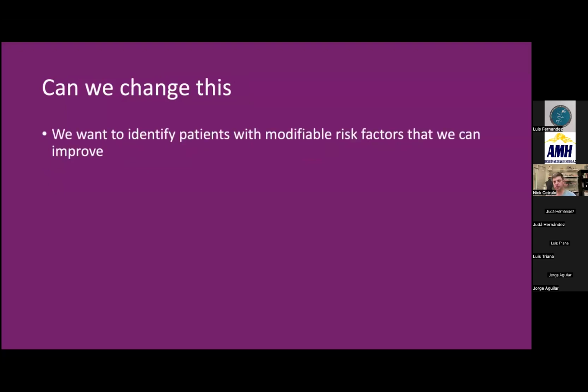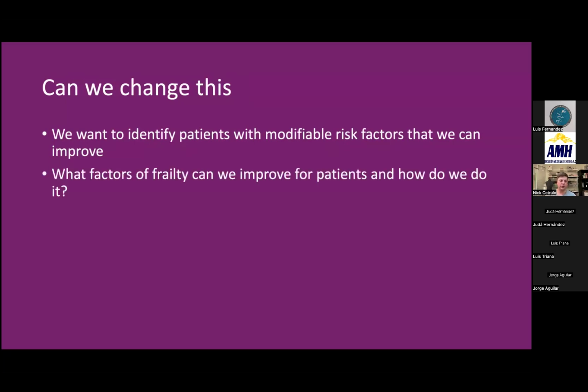And so what we want to do is, can we take a frail person to a less frail state? We want to identify those patients with modifiable risk factors that we can improve. Which of these factors can we improve for patients, and how do we do it? At the end of the talk, I'm going to talk about some strategies for diabetic control, weight loss, and functional independence status. But really what this all gets down to is prehabilitation.